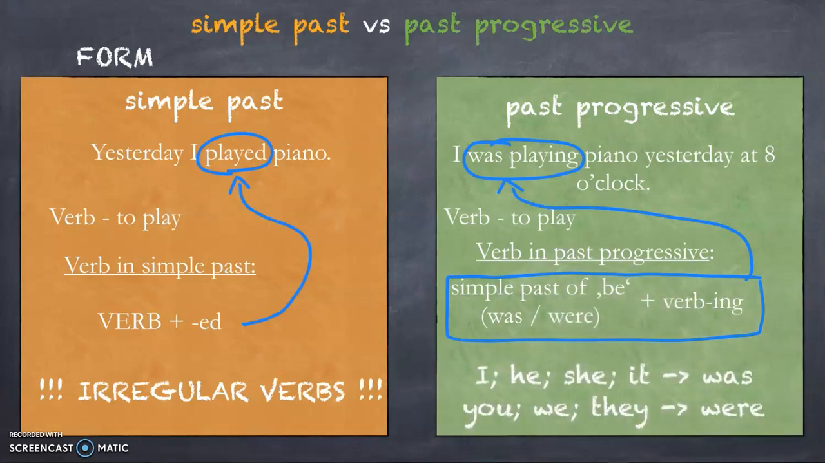Should you be wondering, with I, he, she, it, you have to use was, and with you, we, and they, you have to use were.